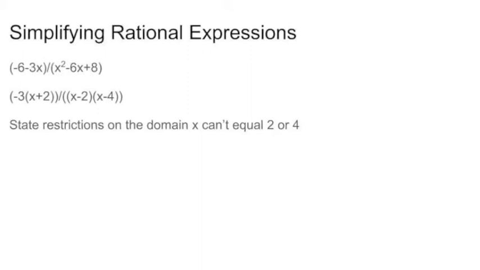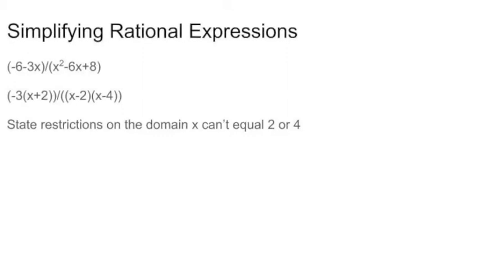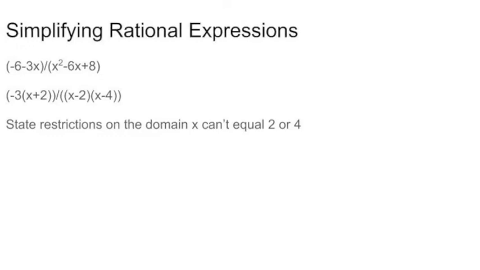Notice we don't have any. We have an x plus 2 and an x minus 2, but they're not identical, so we can't cancel them out because when divided, they don't equal 1. So really all that's left for us to do is state restrictions on the domain. And we would say all real numbers except x cannot equal 2 or 4, because those are both the values of x that, when plugged in, would make our denominator equal to 0.